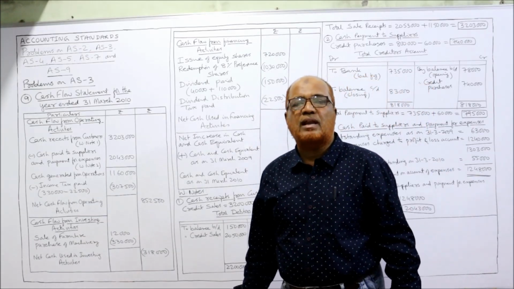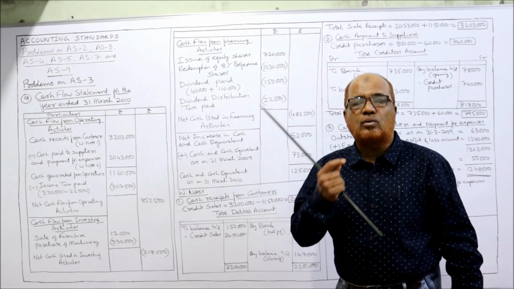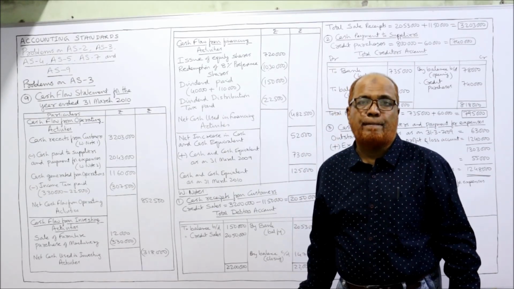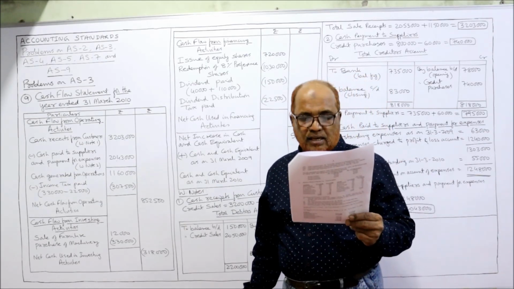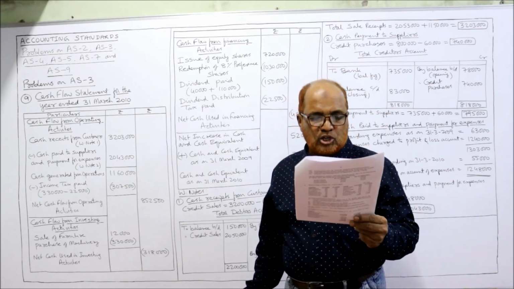How do you get this 7,20,000? 60,000 equity shares into 12 rupees each. 10 rupees face value, 2 rupees premium, 12 rupees. Then the entire money is being received with application.